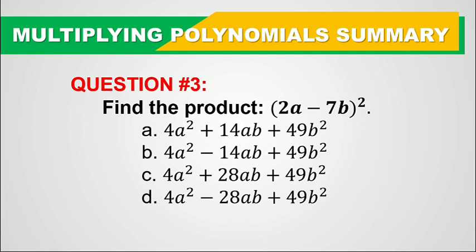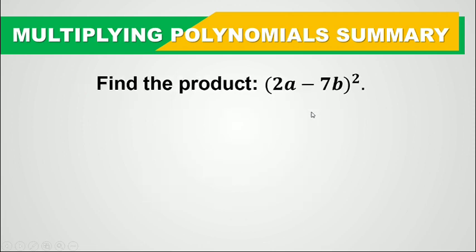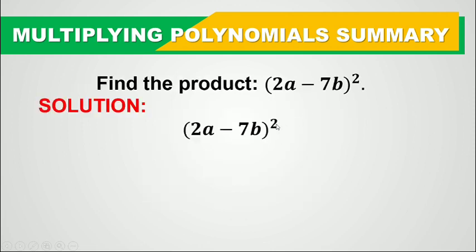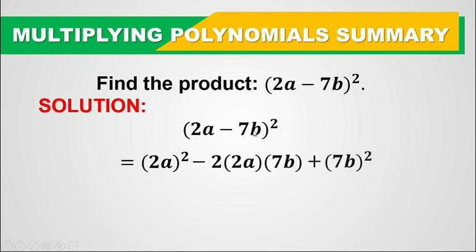So in answering this, we will just be following the square of binomial pattern again. But in this case, let's consider the sign of this binomial, which is subtraction. So it is still the square of a binomial pattern, but with the subtraction operation. So the pattern is, just square the first term, and then since this is minus, minus twice the product of the first term and the last term, or the second term, and then plus the square of the last term, or the second term.